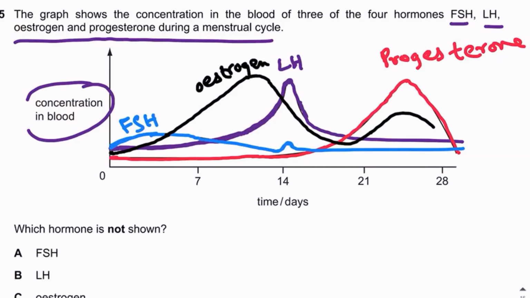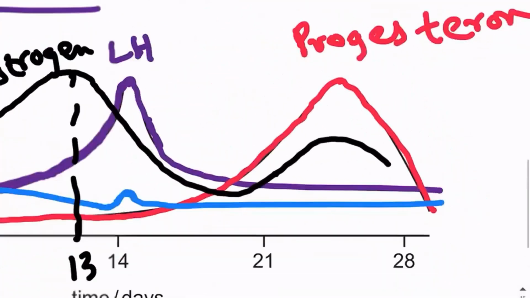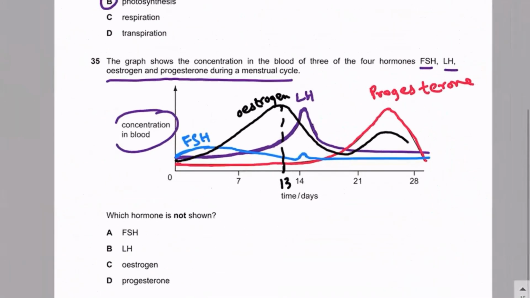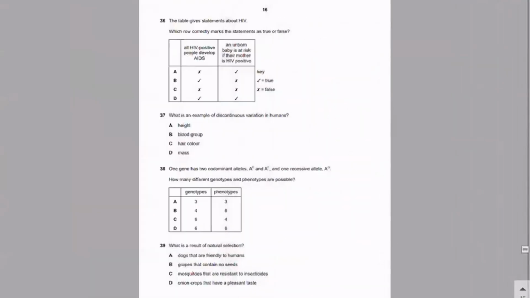What are the features of estrogen? Estrogen reaches its peak at day 13. And then it falls, and then it rises again together with progesterone, but it will be lower than the progesterone in concentration in blood. So which hormone was not shown? Estrogen was not shown. The answer is C.